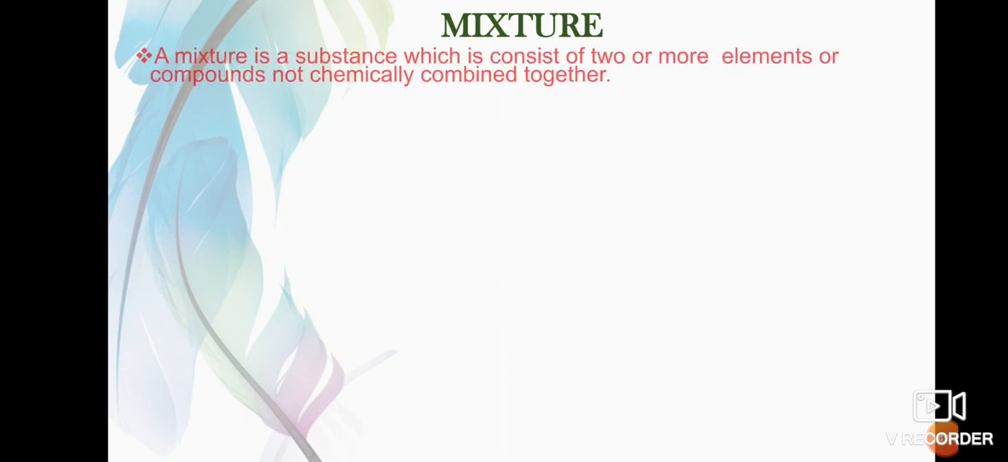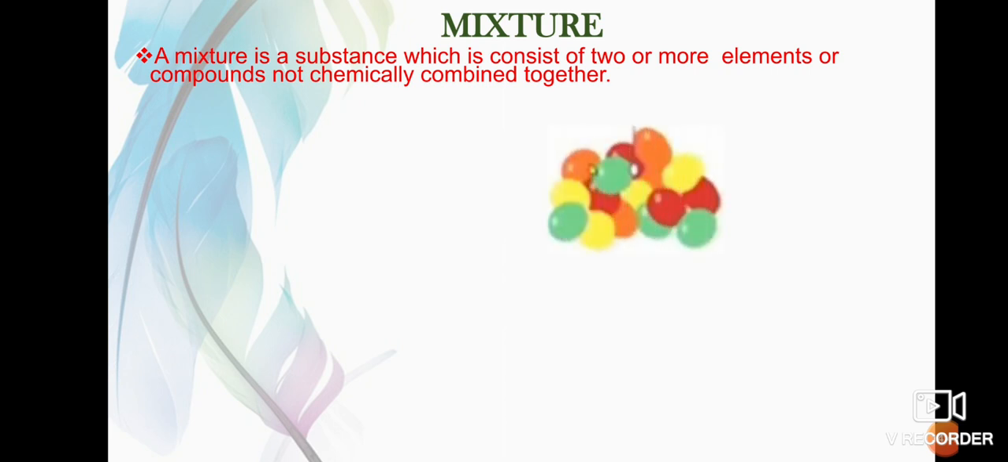Next, we will discuss the next topic, mixture. So what is mixture? Let us see. A mixture is a substance which consists of two or more elements or compounds not chemically combined together. So it is a type of substance which consists of two or more elements, but they are not chemically mixed.